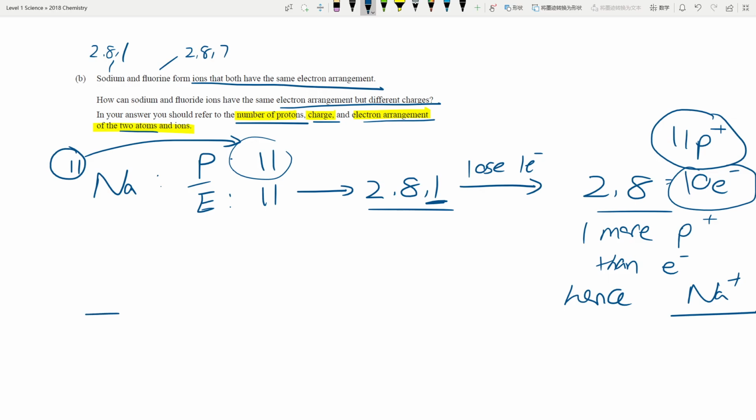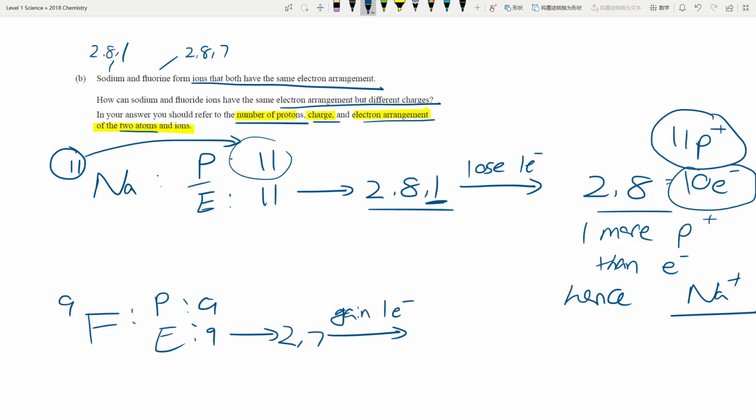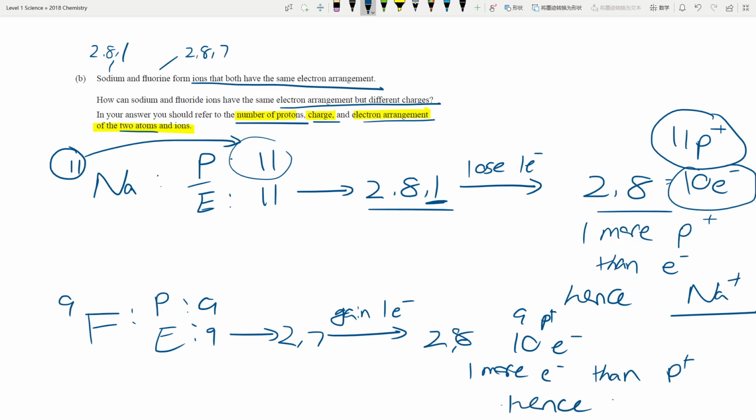Now for fluorine, which is 9, same thing. This has 9 protons, 9 electrons. It's going to be 2-7. It's not full. It's going to gain 1 electron to have a full outer shell to be stable. Therefore it's going to be 2-8. I have 10 electrons, 9 protons. I have one more electron than proton, hence the charge is -1.